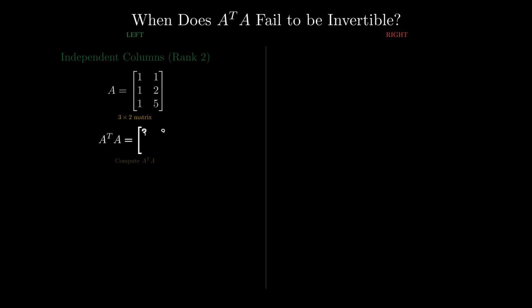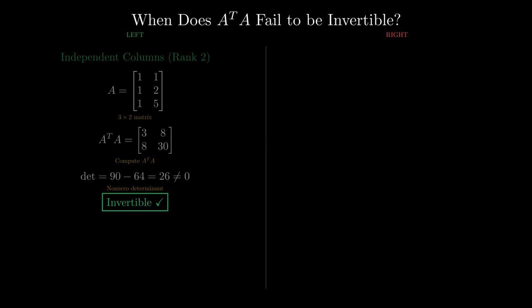Now let's see what happens when this condition fails. We'll compare our earlier independent column example on the left with a dependent column example on the right. On the left, we have the independent columns case with rank 2. Our matrix A is the 3 by 2 matrix with rows 1, 1, 1, 2, and 1, 5. A transpose A came out to the matrix 3, 8, 8, 30 with determinant 90 minus 64, which equals 26, not 0. So A transpose A is invertible and a unique X hat exists.